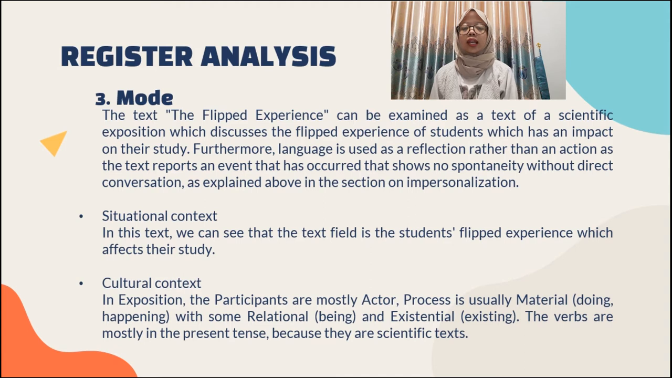As explained above in the section on impersonalization, the first one is situational context. In this text, we can see that the text field is the student's flipped experience which affects their study. And the second one is cultural context. In exposition, the participants are mostly actor. Process is usually material, for example, doing and happening, with some relational, for example, being, and existential, for example, existing. The verbs are mostly in the present tense because they are scientific texts.